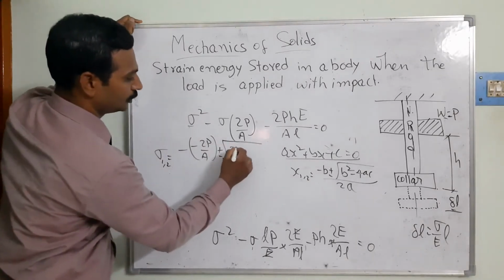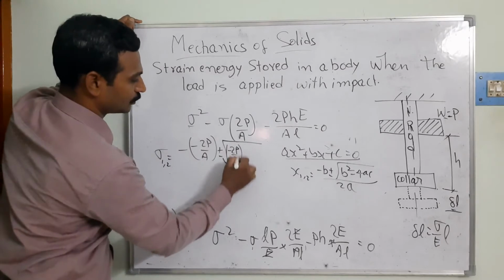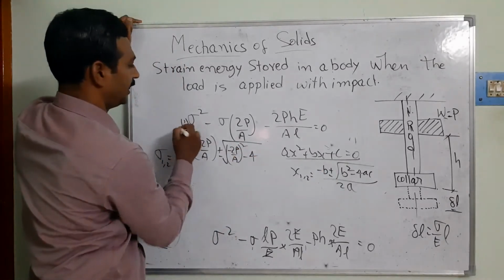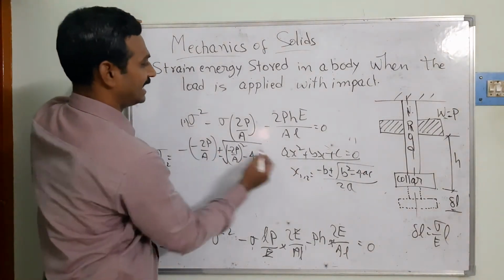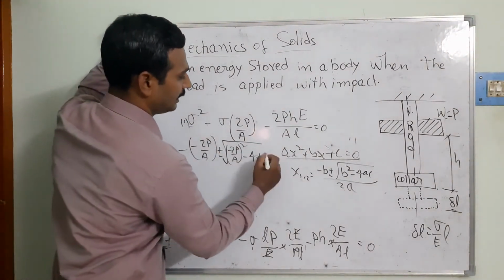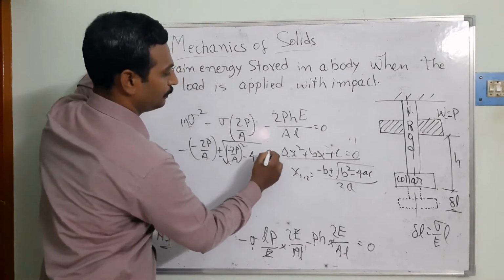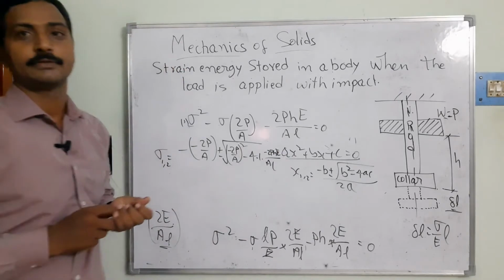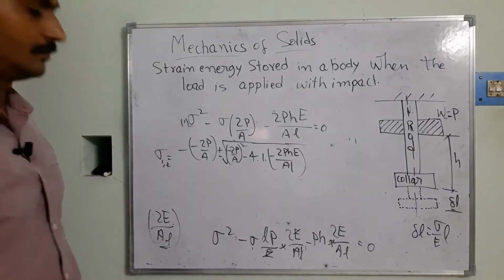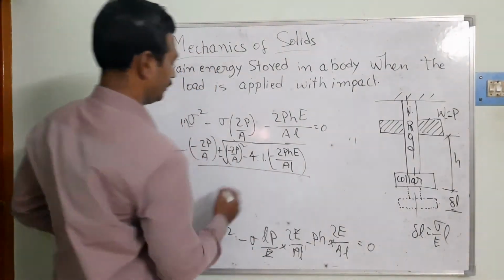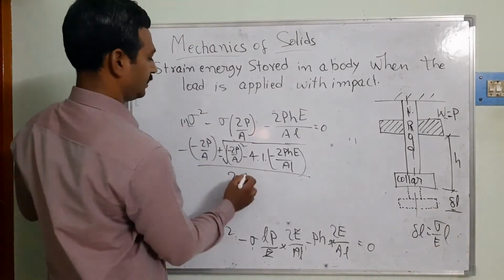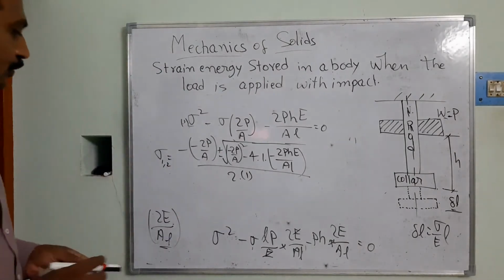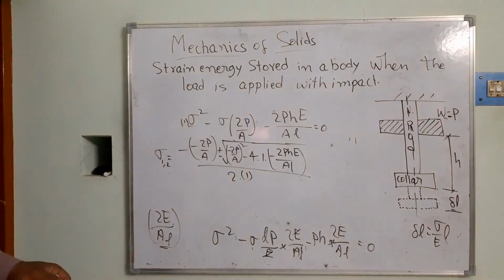the square root of 2P by A, that whole square, minus 4 into a, where the coefficient is 1, right, and c is equal to minus 2PHE by AL, all divided by 2 into the coefficient, which here is 1, right. So then what I am going to do is further simplify this equation.